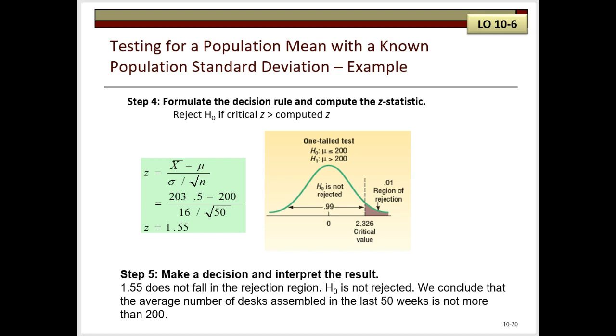Note that the computed value for this problem should be the same as the computed z from the previous problem, since we were using the same sample data. Since the computed value lies within the do not reject the null hypothesis region, we conclude that the population mean is not more than 200.